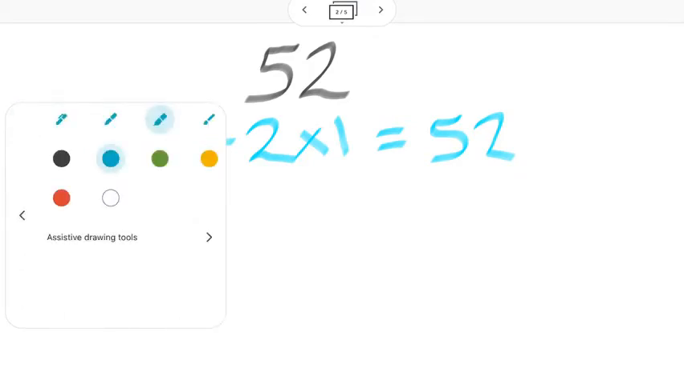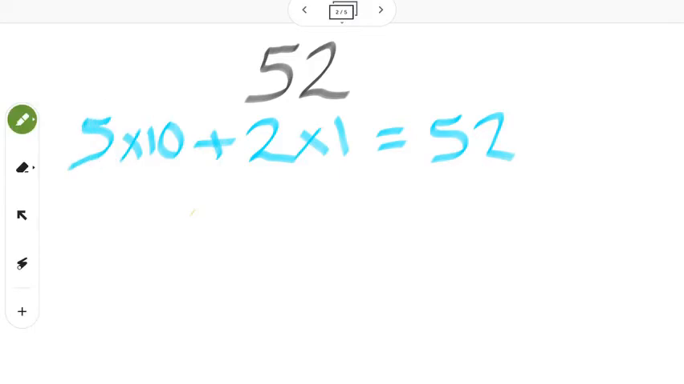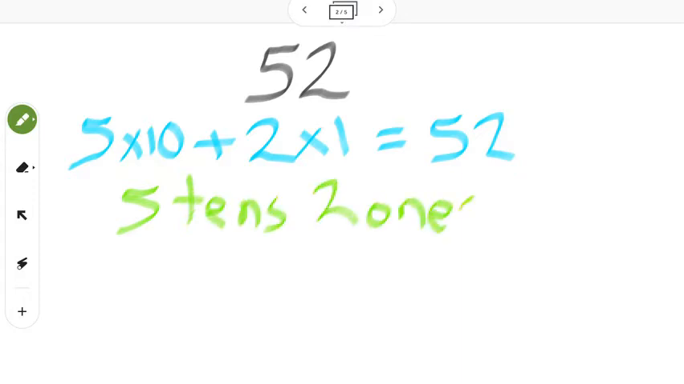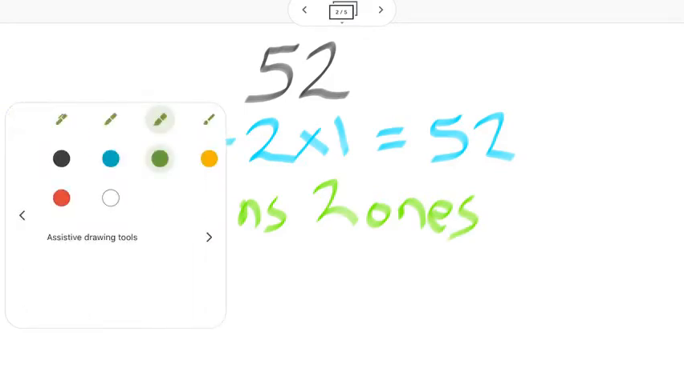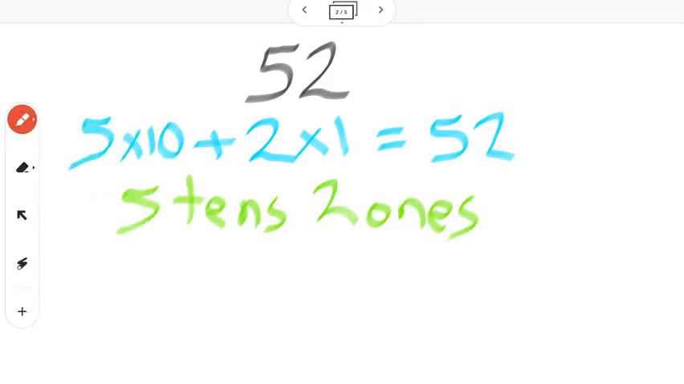If I was going to switch over to unit form, I have 5 tens and 2 ones. And the last is just word form. I'm not allowed to use any numbers at all. It all has to be in words. So it would just be fifty-two.